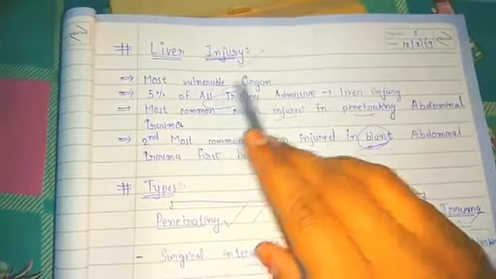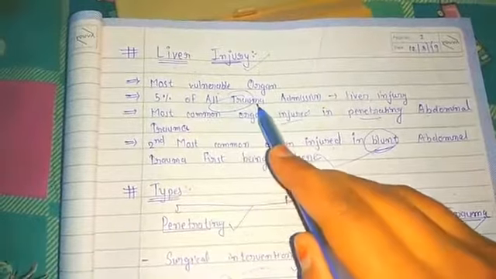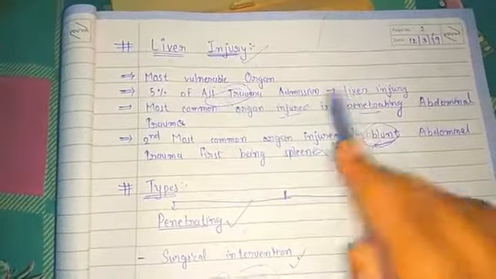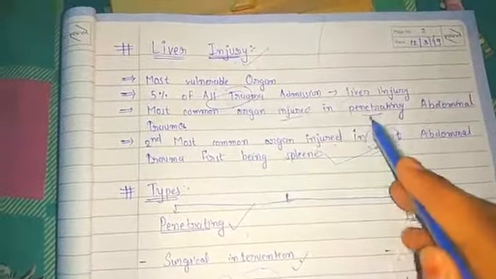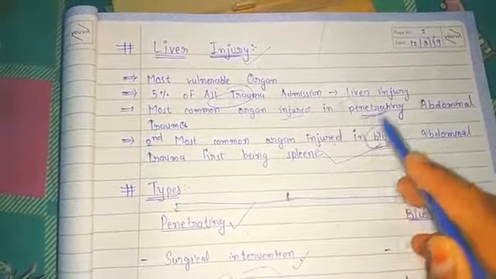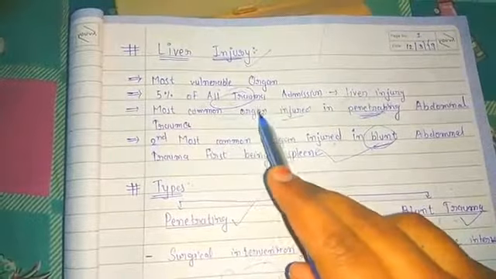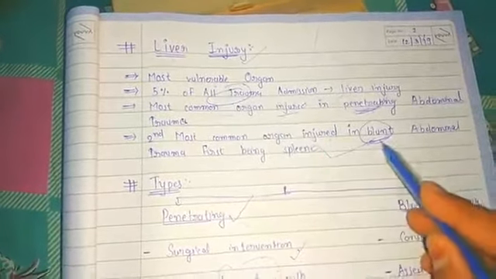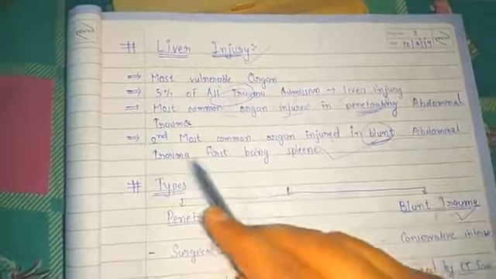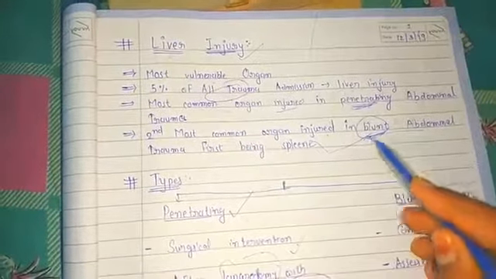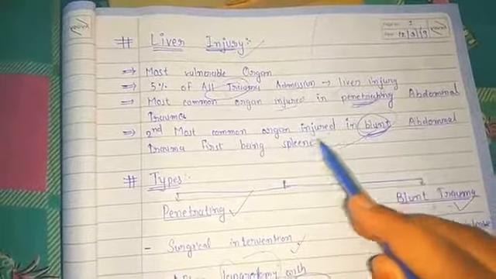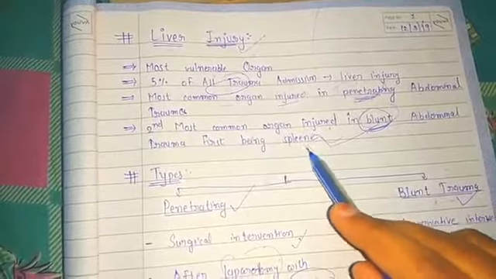The liver is the most vulnerable organ. 5% of all trauma admissions are liver injury. It is the most common organ injured in penetrating abdominal trauma, and in blunt abdominal trauma it is the second most common organ injured, because in blunt trauma the spleen is the most common injured organ.